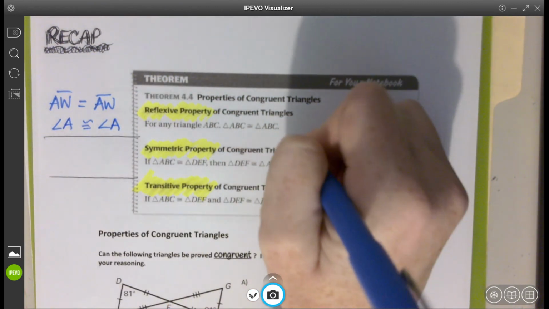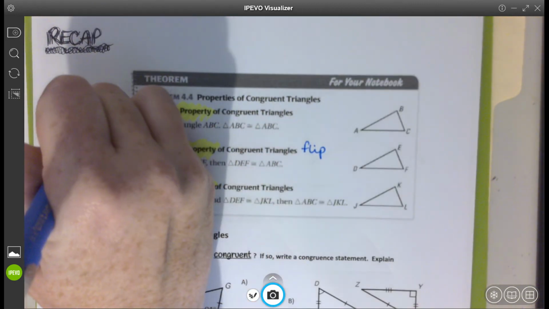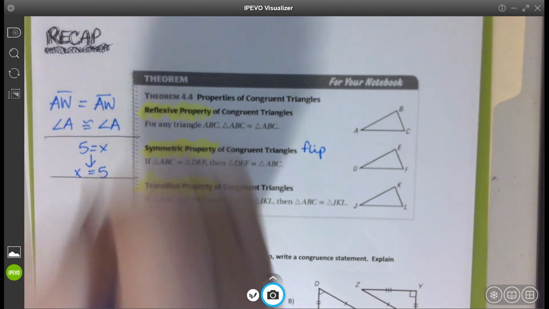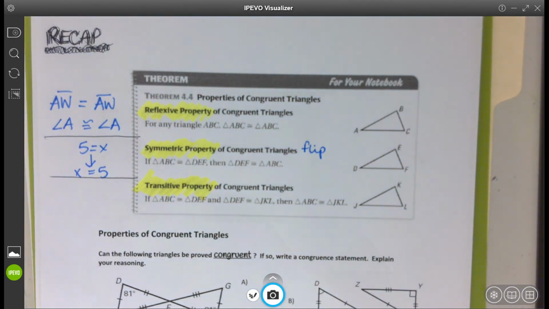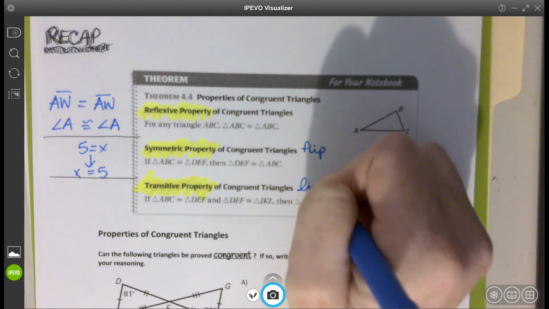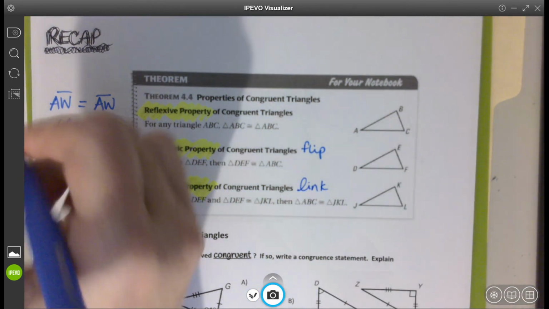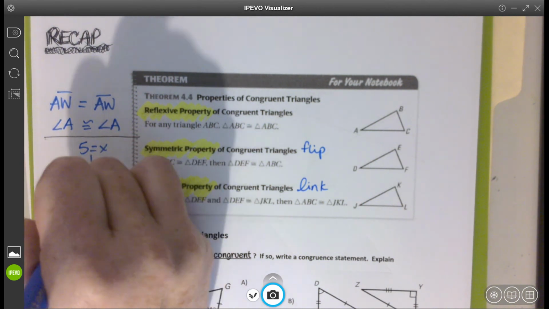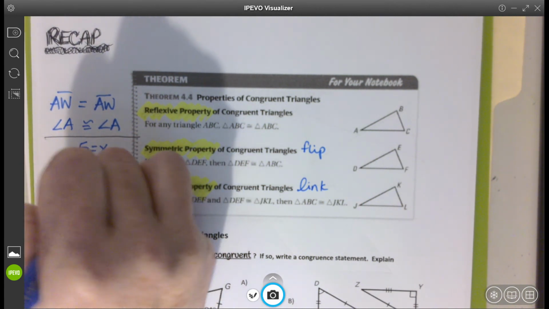Symmetric, remember that's when we flip. So if I have 5 equals x, I could flip and say x equals 5. And transitive is our link, where we link our information together. So I have A equals B, B equals C, A equals C. I linked it by that B.